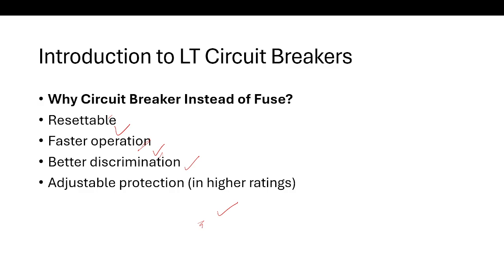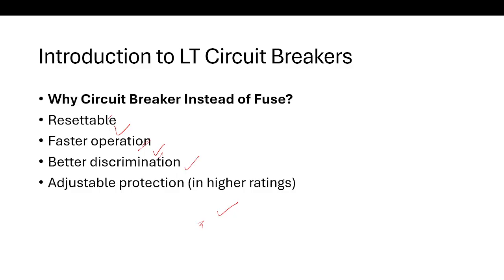Now, faster operation. Protection speed is critical during short circuit. A fuse is very fast at high current, especially HRC fuses. But performance depends on the type of fuse and magnitude of current. It is not adjustable, so only one rating of fuse comes, either 2 ampere, 4 ampere, 6 ampere, 16 ampere. You cannot adjust the current rating in a fuse.